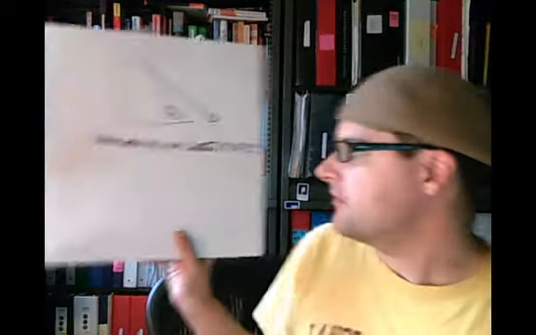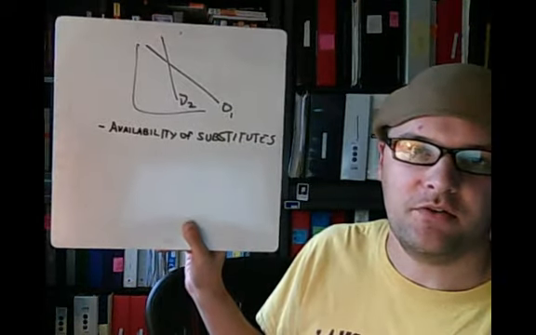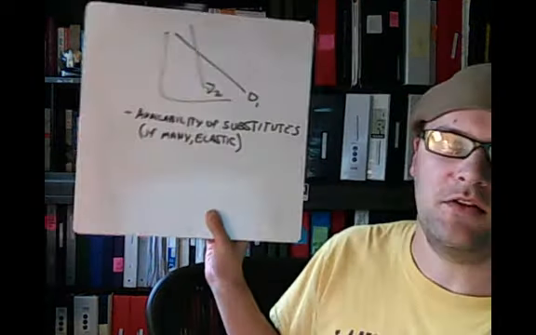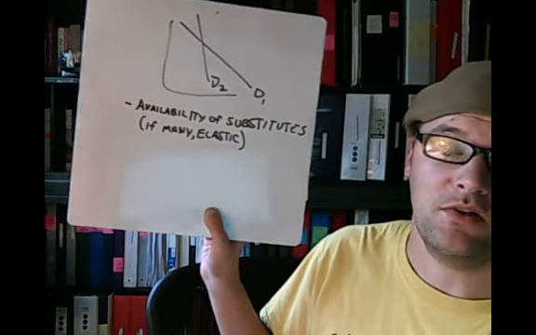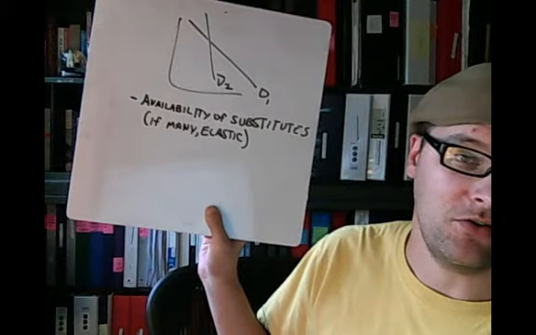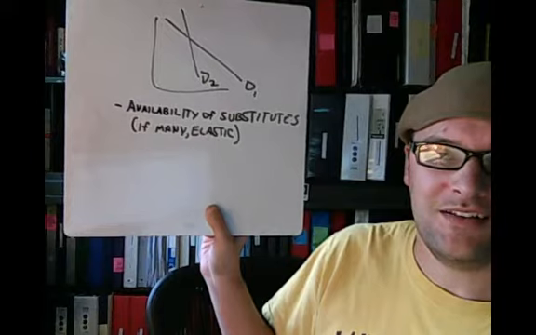The first and foremost, and one that I highlighted in the example I just gave you, is the availability of substitutes. If there are many, it would be more elastic. Obviously, if there are fewer or none, if it's a patented drug, then there are no substitutes, then it is relatively inelastic.